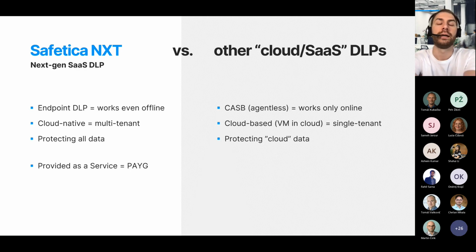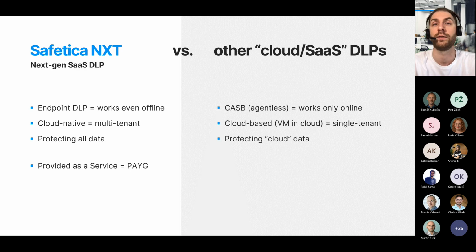Safetica takes care of all the backend running in the cloud. And it protects all the data that are stored on the endpoints, that flow or are moved through the endpoint. So this also covers the data that are uploaded or downloaded to SaaS applications, to web applications, or to cloud storages. And it's obviously provided as a service, something that I mentioned. And I would say that this applies also to the other cloud or SaaS DLPs.